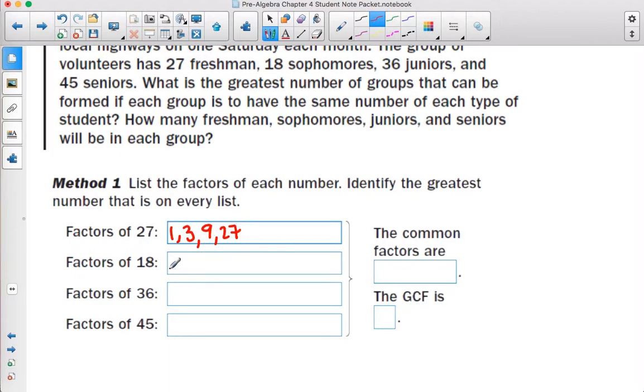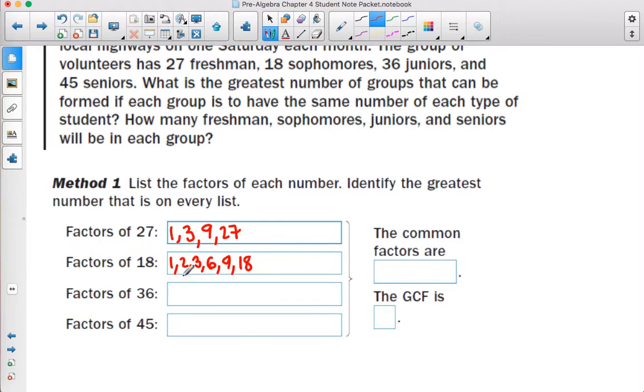Factors of 18 would be 1 and 2 and 3. 4 doesn't go into 18, 5 doesn't, 6 does, that's the partner with 3, so now I'm counting backwards. 2 goes with 9, and I get 18.